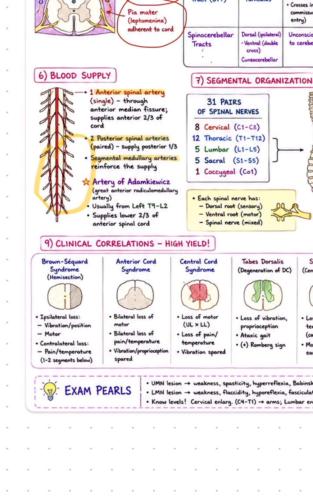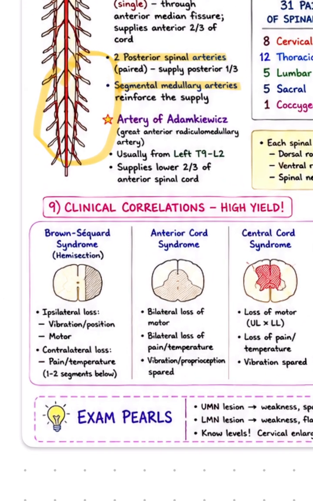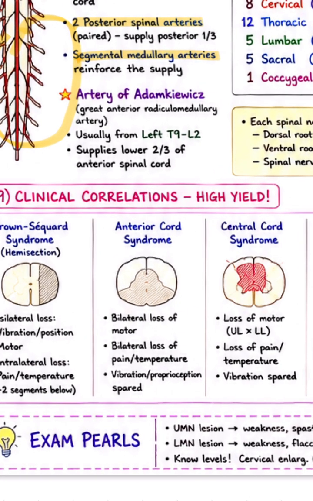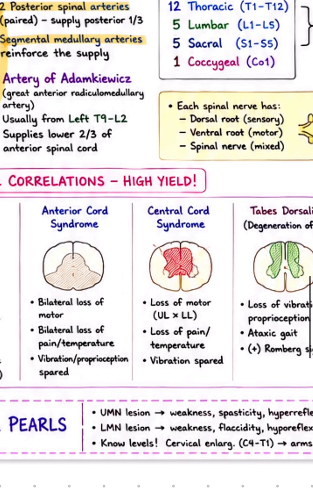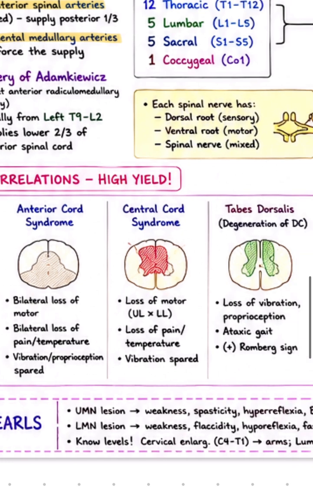Clinical correlations include Brown-Sequard syndrome, that is hemisection. Ipsilateral loss of vibration, position, and motor function occurs, whereas contralateral loss of pain and temperature occurs. Anterior cord syndrome, bilateral loss of motor and bilateral loss of pain and temperature occurs, whereas vibration and proprioception are spared. Central cord syndrome, loss of motor in upper limb and lower limb. Loss of pain and temperature, only vibration is present.